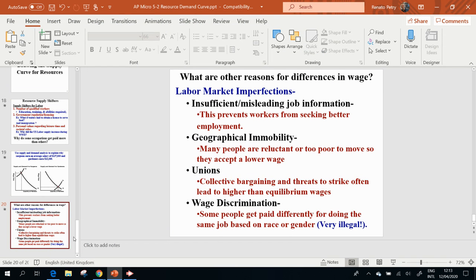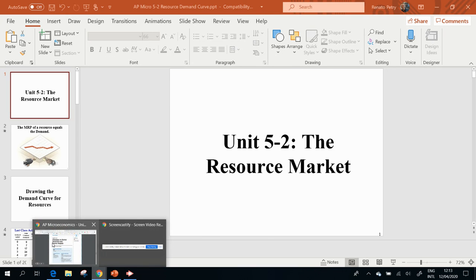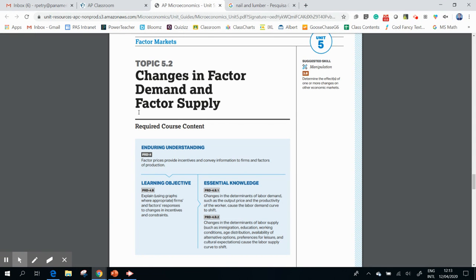Good morning, econ students. Today we will be talking about unit 5.2, the resource market, more specifically the changes in the resource market for demand and supply.